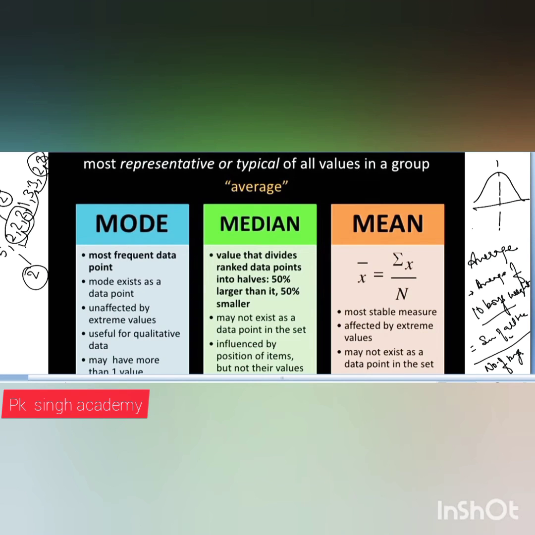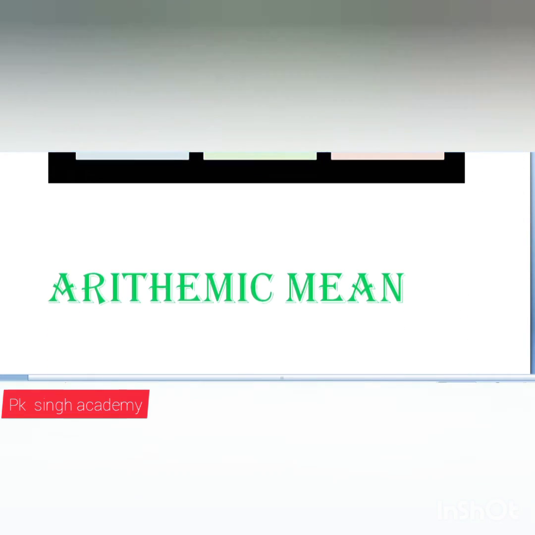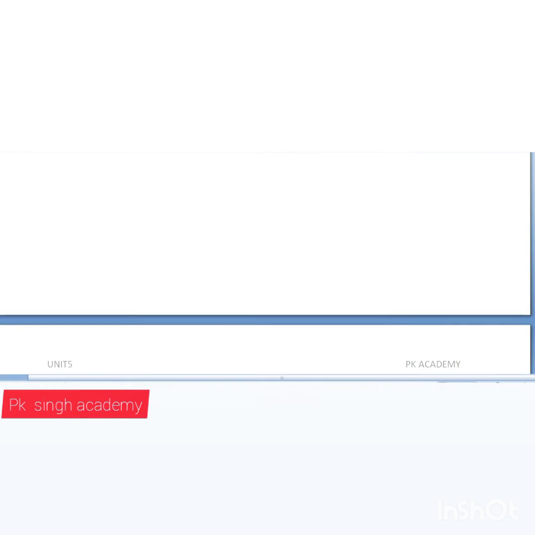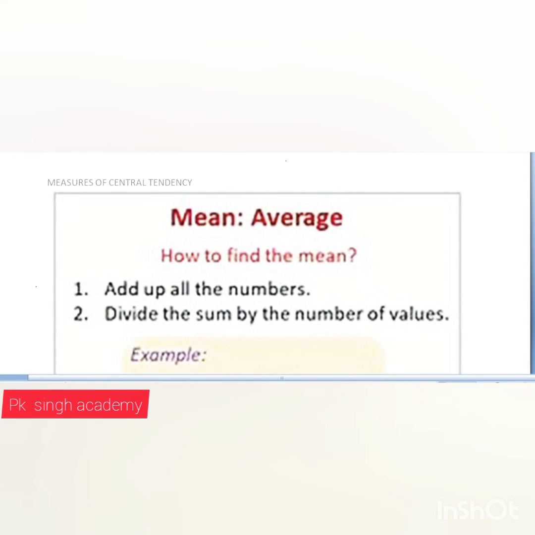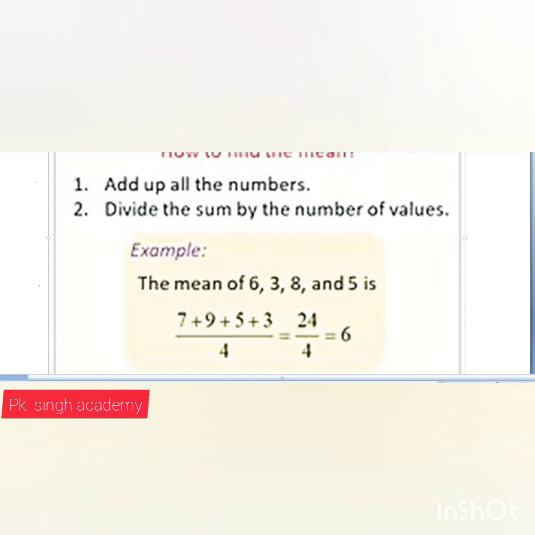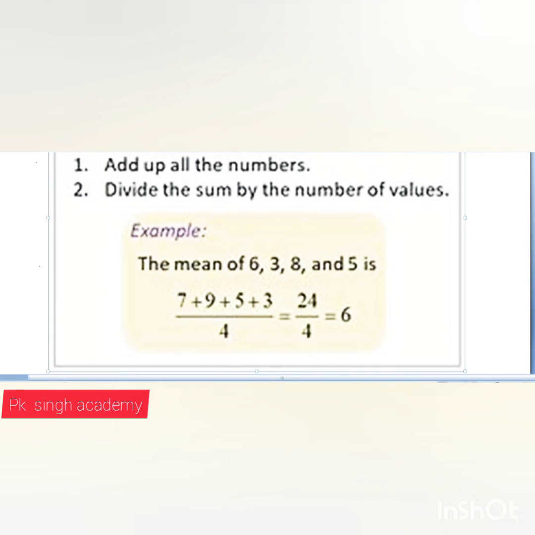Now we will study in detail what mean, mode, and median are. First we will study arithmetic mean. Arithmetic mean is the average. We just add up all the numbers and divide by the number of observations. For example, the mean of 6, 3, 8, and 5: add all these and divide by 4, because there are 4 observations.